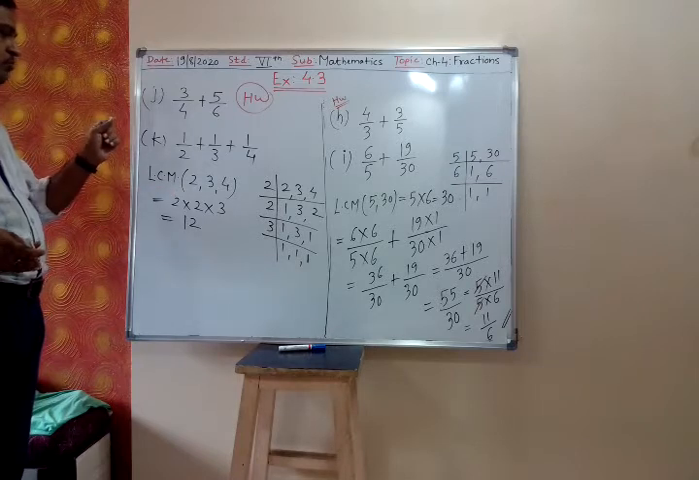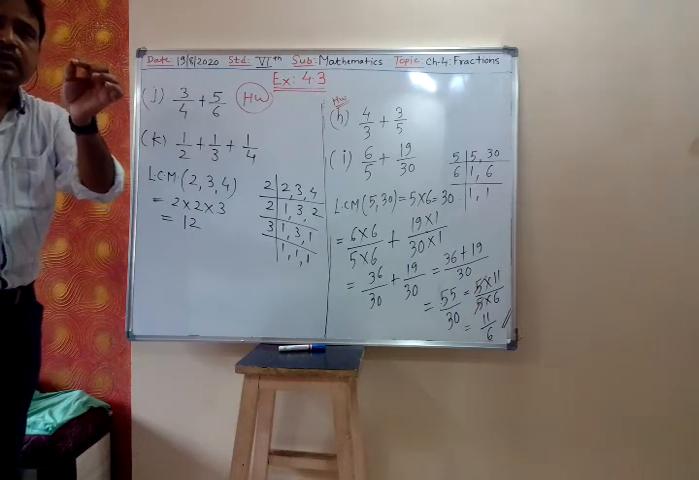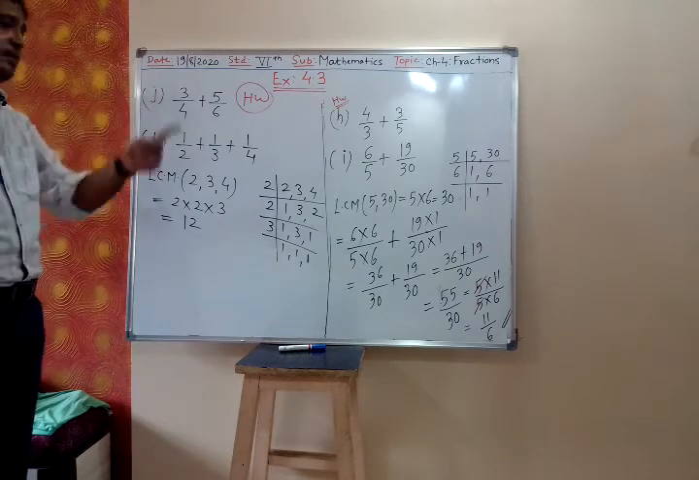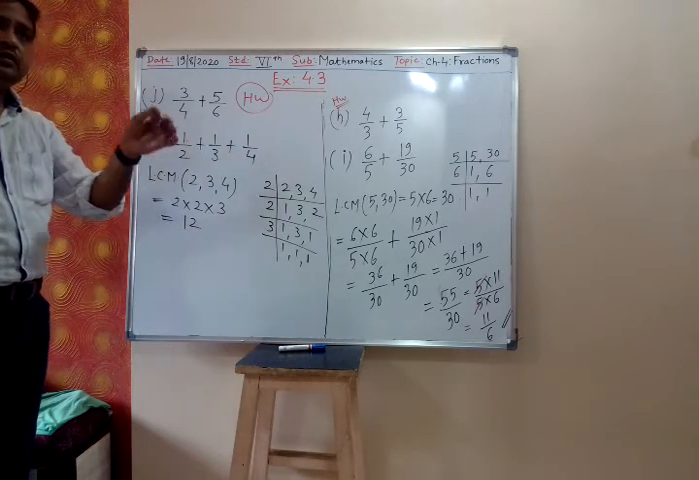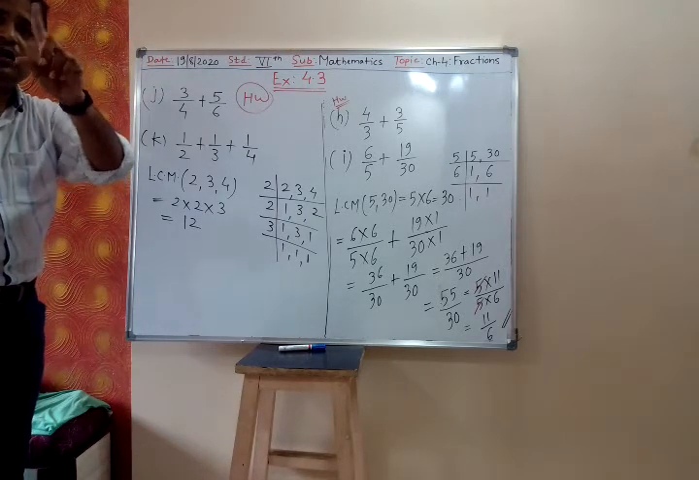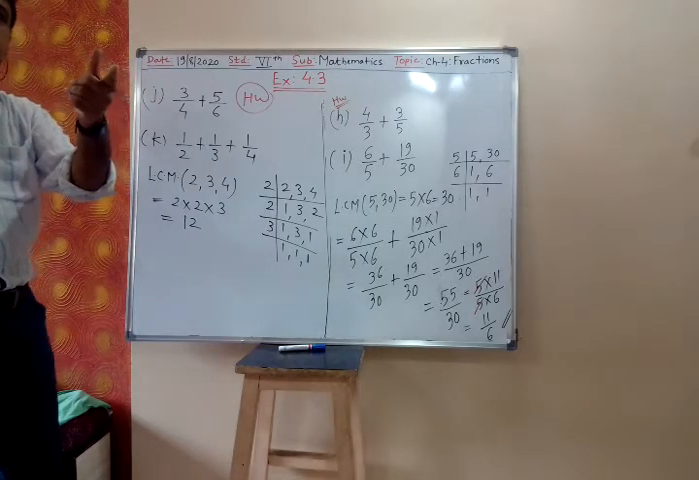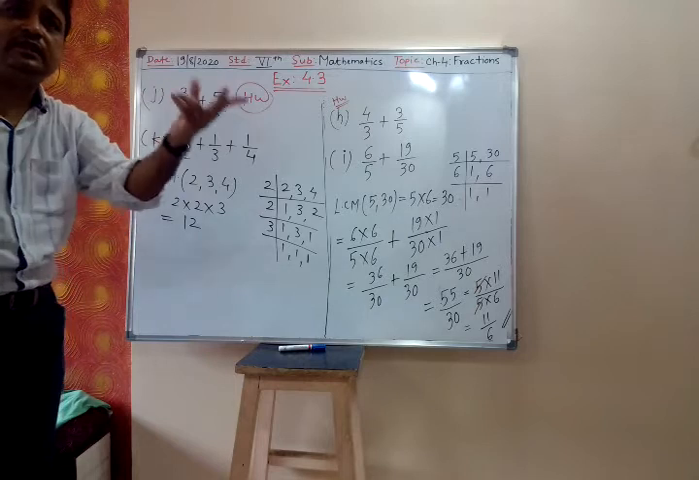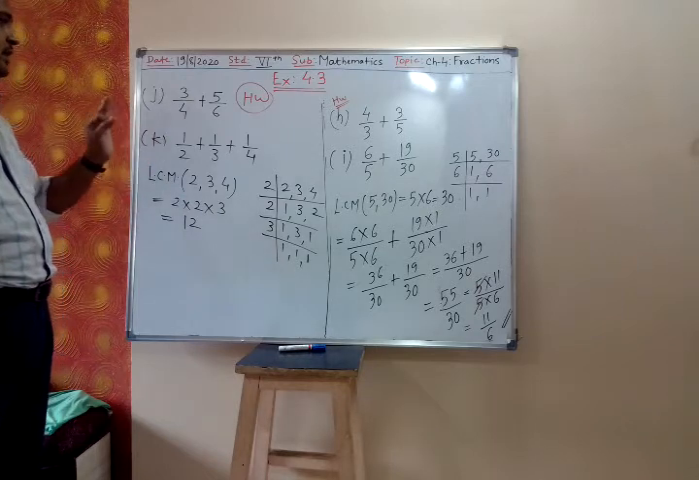LCM means least common multiple. Least common multiple means that number which is divisible by all the 3 numbers. 12 I can divide by 2, 12 I can divide by 3, 12 I can divide by 4. So 12 is the least common multiple. 24 will not be LCM because there is number 12 which is least. 24 you can divide by 2, 3, 4, 12 also you can divide by 2, 3, 4, but which is smaller? 12. So LCM of 2, 3, 4 is 12. Is it clear? Not 24.